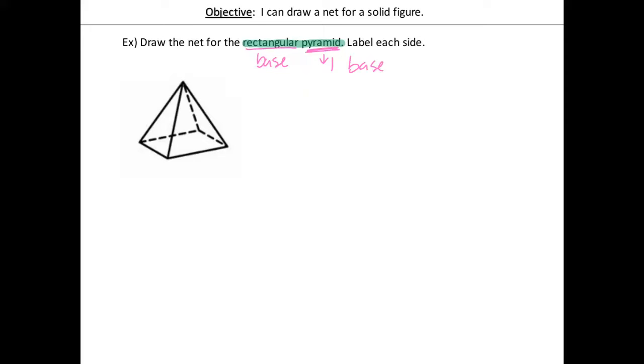So if you look at the bottom here, I'm going to shade it in. You can see the bottom is actually a rectangle because it's a rectangular pyramid. Okay, so I know my base is a rectangle. So I'm going to draw a rectangle for my base. So grab your ruler and then draw a rectangle.